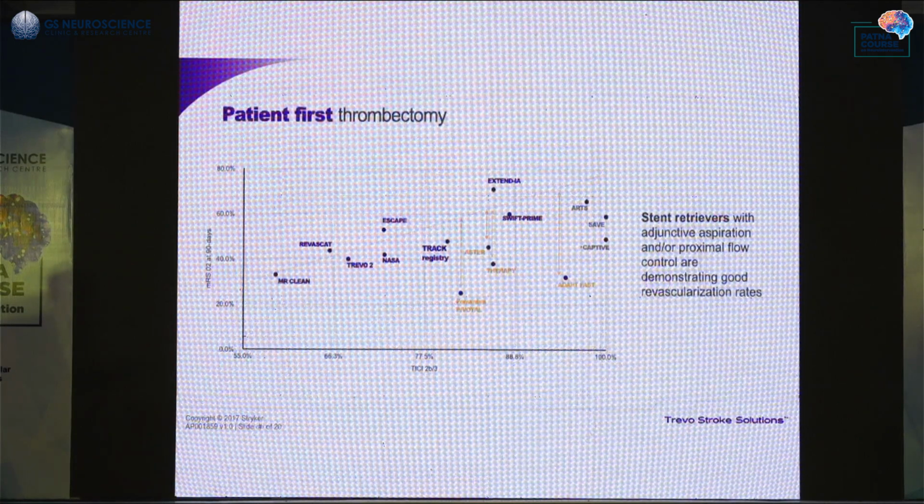And you can see, these are all studies done with the stent retriever. These are all 4 studies done with the aspiration catheter. And you can see the revascularization rates were significantly high where the combination of the techniques was used.